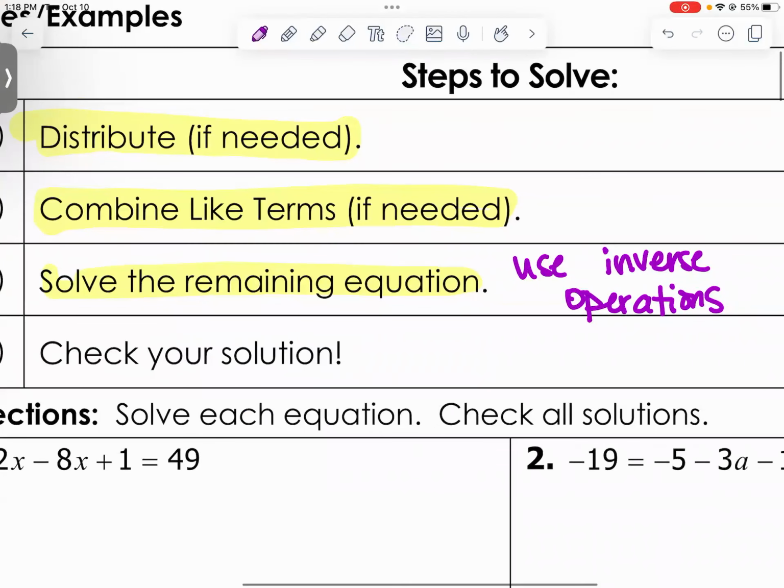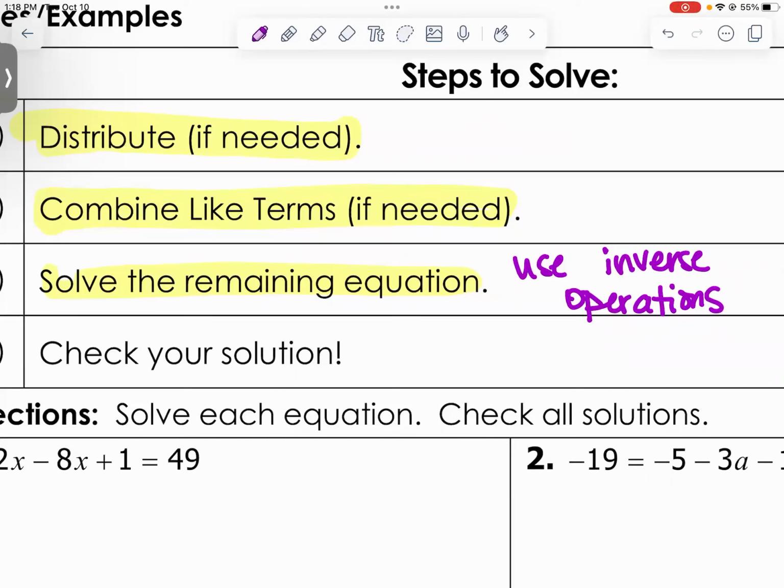So without knowing these steps, when I look around the room, a lot of you assumed that you needed to combine like terms for problem A. A lot of you assumed that for problem B, you needed to distribute. And you were exactly right. We have to take care of all of those things in order for us to be able to set ourselves up for a 2-step equation.